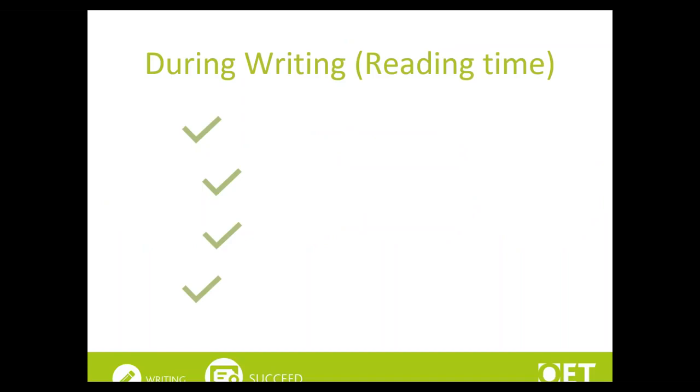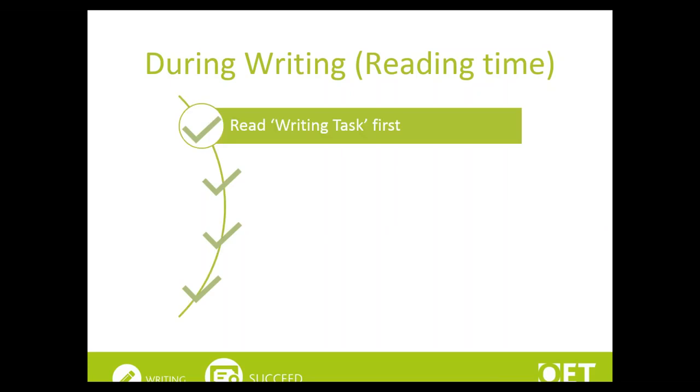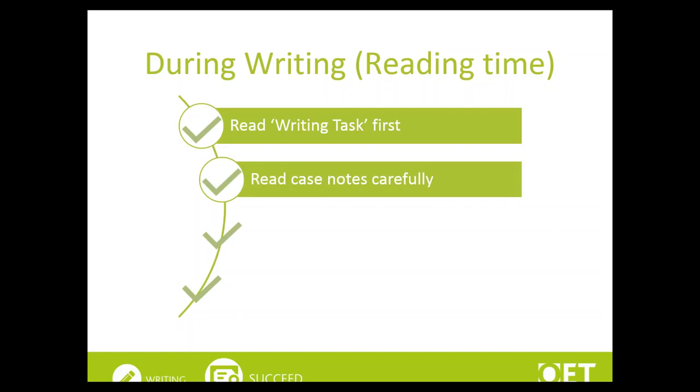To make sure you get the best possible result on test day, here are some final tips for the reading time in the writing test. Read the writing task section first to find out the reader and purpose of your letter. Read the case notes slowly. At the end of each line, ask yourself, does the reader need to know this? If no, it should be omitted from your letter. If yes, how important is it on a scale of A, B, or C?